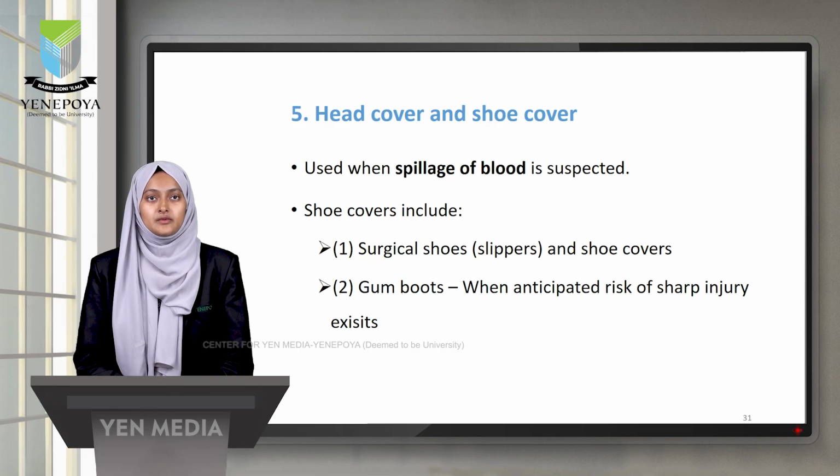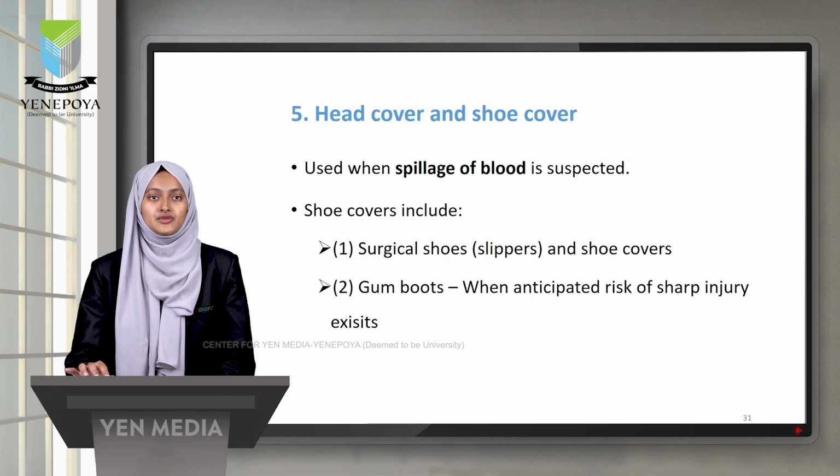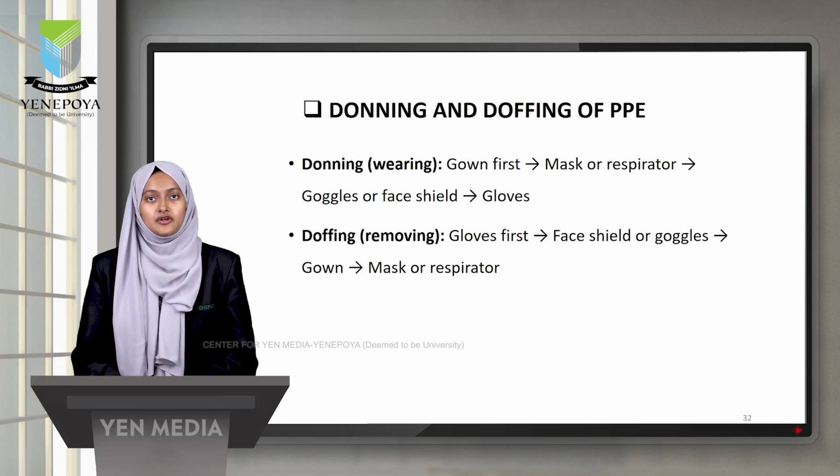Then we have the head cover and the shoe cover when the spillage of blood is suspected. Shoe covers include surgical shoes as well as shoe covers, and gum boots. Gum boots are used when you know that there could be a sharp injury. Donning and doffing of the PPE.